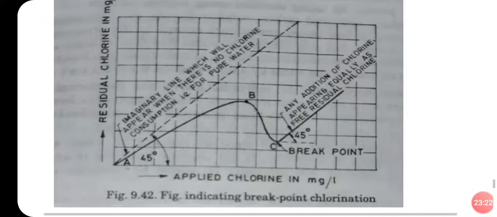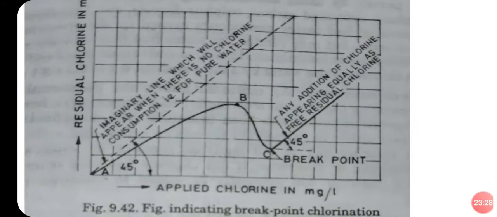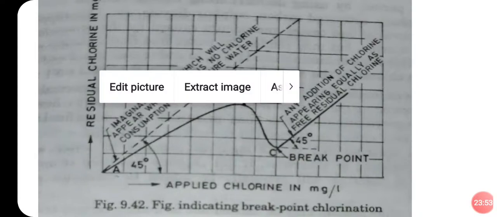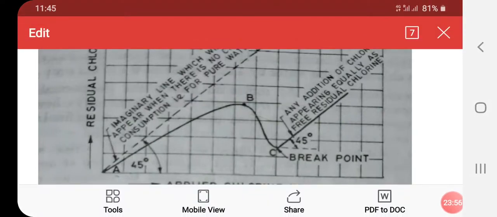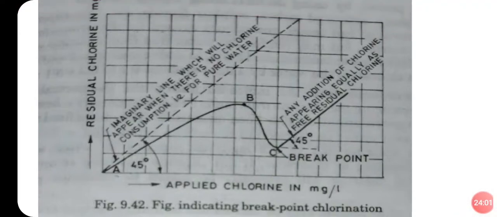So this is the figure indicating breakpoint chlorination. First look at this graph. The graph is applied chlorine versus residual chlorine. Along the x direction it is applied chlorine in milligram per liter, and along the y direction, that is vertical, it is residual chlorine in milligram per liter. So the applied chlorine and residual chlorine are compared here.